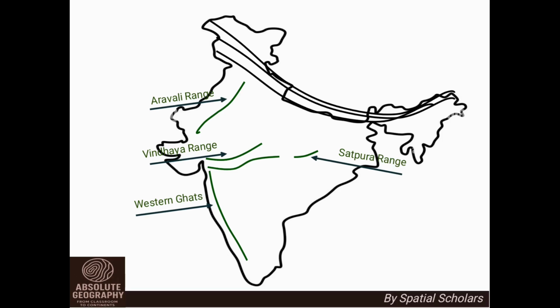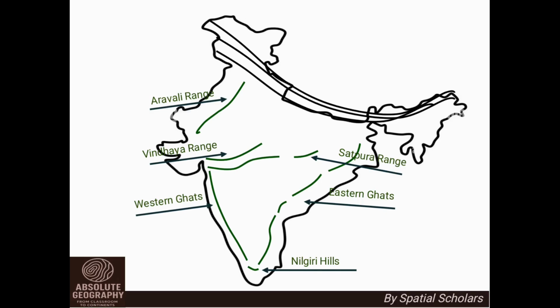Then moving towards the east, we have the Eastern Ghats. These are lower in height and are discontinuous. Unlike the Western Ghats, see, the Western Ghats is a continuous line, but the Eastern Ghats are broken at multiple places. Moving further south, we have the Nilgiri Hills, which form the junction between the Western and the Eastern Ghats. It is famous for its tea plantations and hill stations like Ooty.